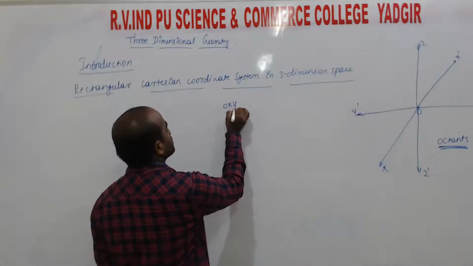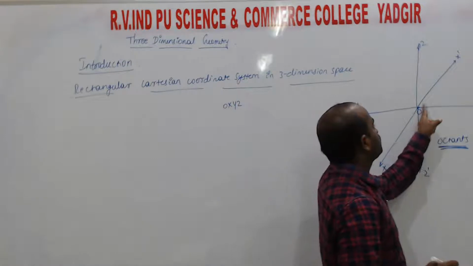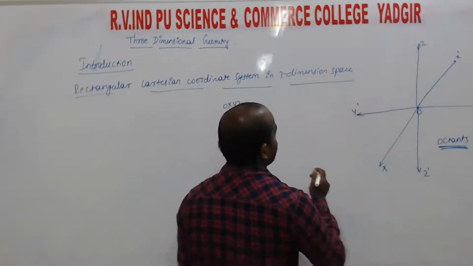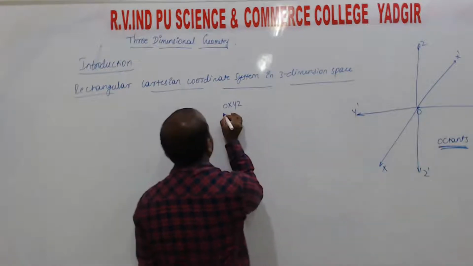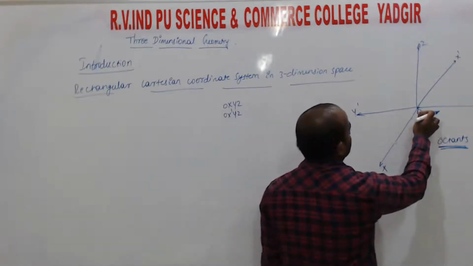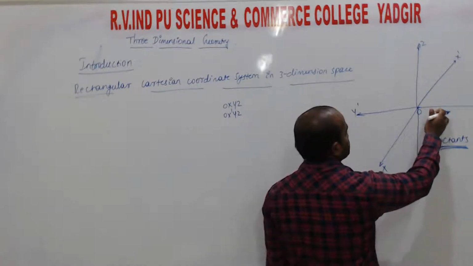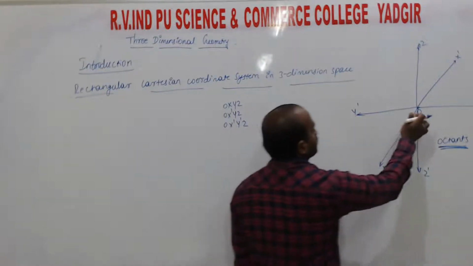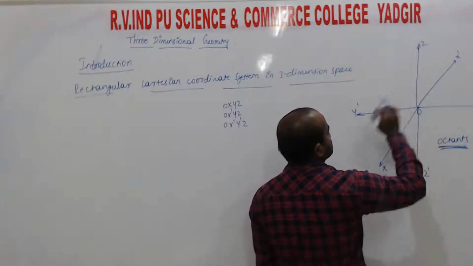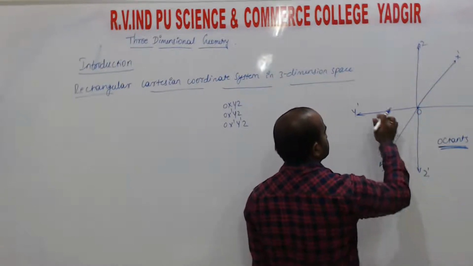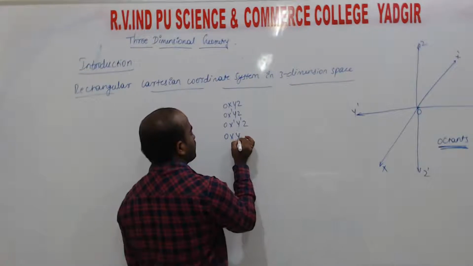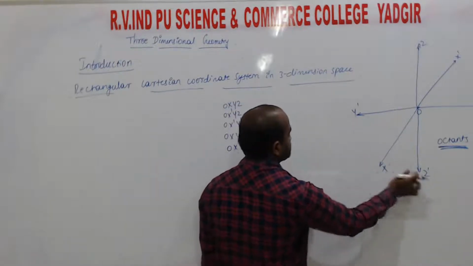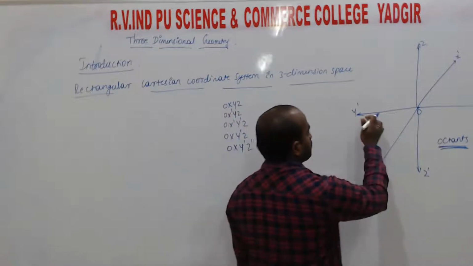First one, OXYZ. Then with X negative: OX dash YZ. Next, OX dash Y dash Z. Next, remove X dash: OXY dash Z. Then OXY dash Z dash. Remove Y dash.